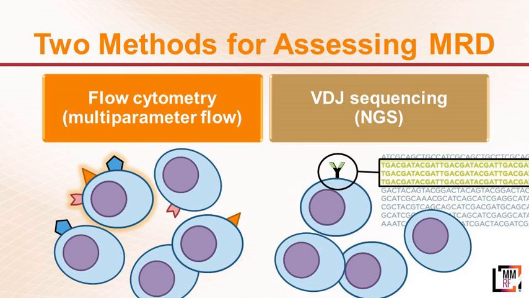And then we have sequencing, or next-generation sequencing, which looks at unique genetic sequences that are in the myeloma cell that characterize it. And this is actually the more sensitive approach until recently. Now there are increasingly sensitive flow techniques, but generally the flow technique looks for 1 in 10,000 to 1 in 100,000 cells. And the sequencing technique looks for about 1 in a million. So it's more sensitive.